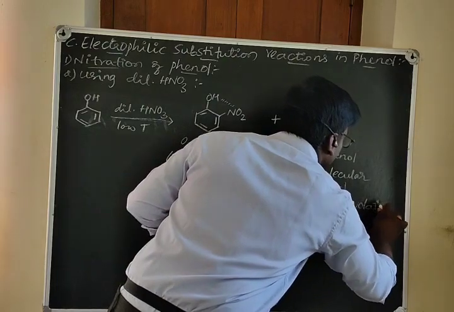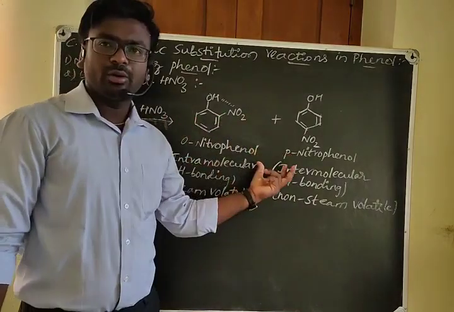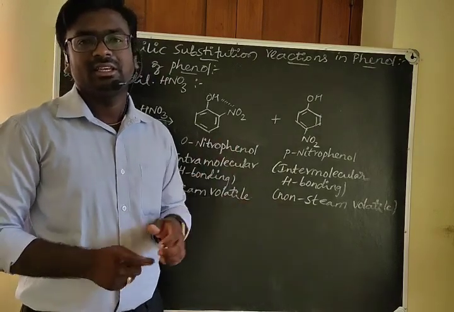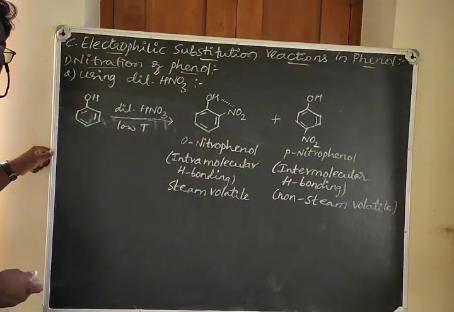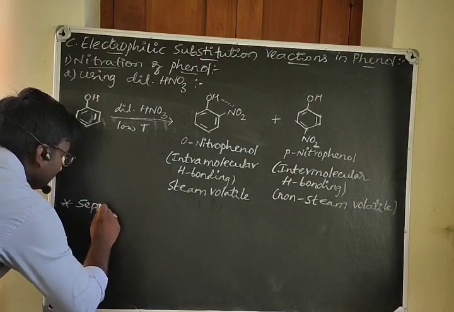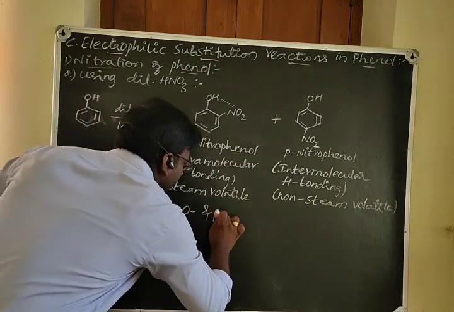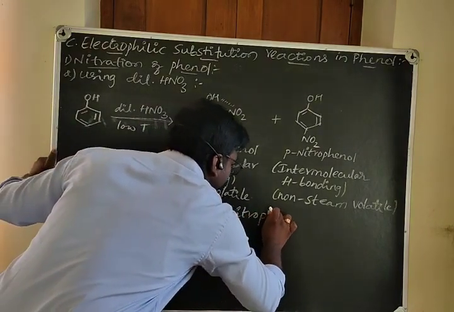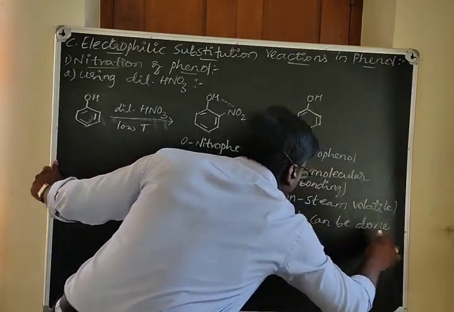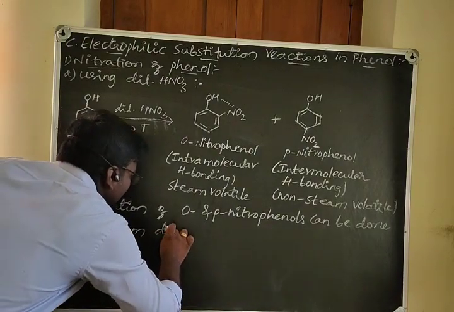Here, when you treat the phenol with the dilute nitric acid, you are getting two products. And how to separate these two products? By the steam distillation technique. Separation of ortho and para nitrophenols can be done by steam distillation technique.